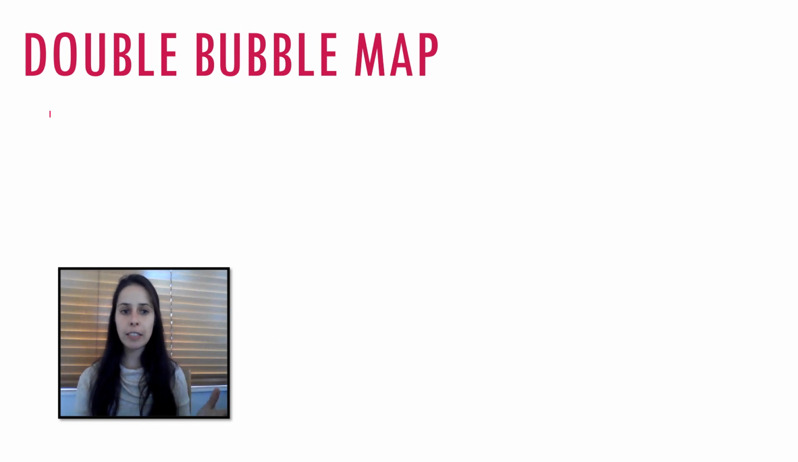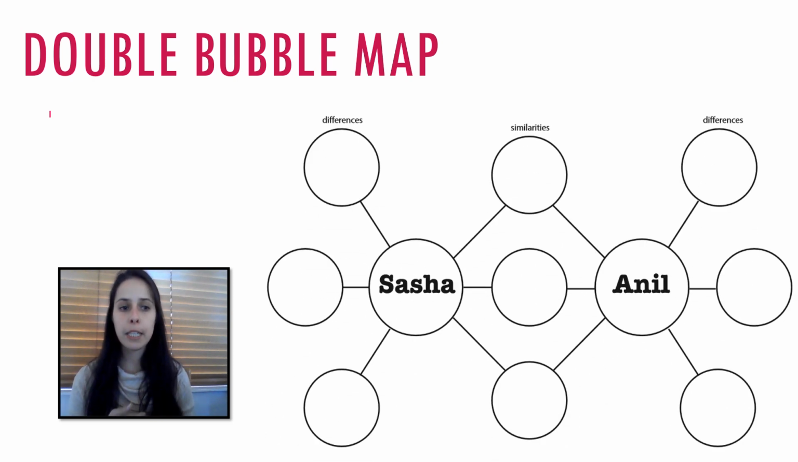Now that you've read your character sketches, I'm going to show you what a double bubble map looks like. So here it is. Your double bubble map is for your characters that you've just read about. So I've got their names in the big bubbles in the middle there, Sasha and Anil. Both of them, you'll see that they get their own bubbles, and then they get bubbles that they share. So on the outer sides of each of their bubbles, on top there's a little heading that says differences, and in the middle of both of their names, where there's three bubbles, it says similarities. So that already tells you how it works.